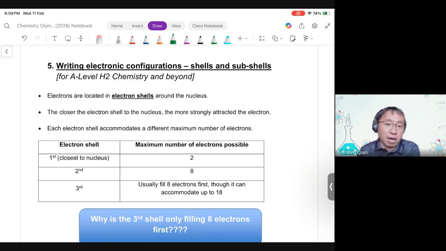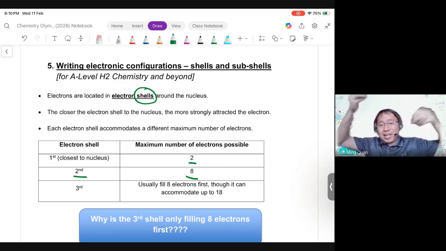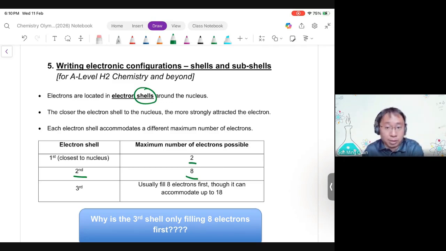At O-level, you have learned about shells. First shell, 2 electrons. Second shell, maximum 8. So you learn things in terms of shells. However, clearly the world is not so simple. It is not as if the atom was like an onion, no? 1 layer, 2 layer, 3 layer. An atom does not actually behave like this. The shells are just convenient concepts for us to organize our understanding of electrons.